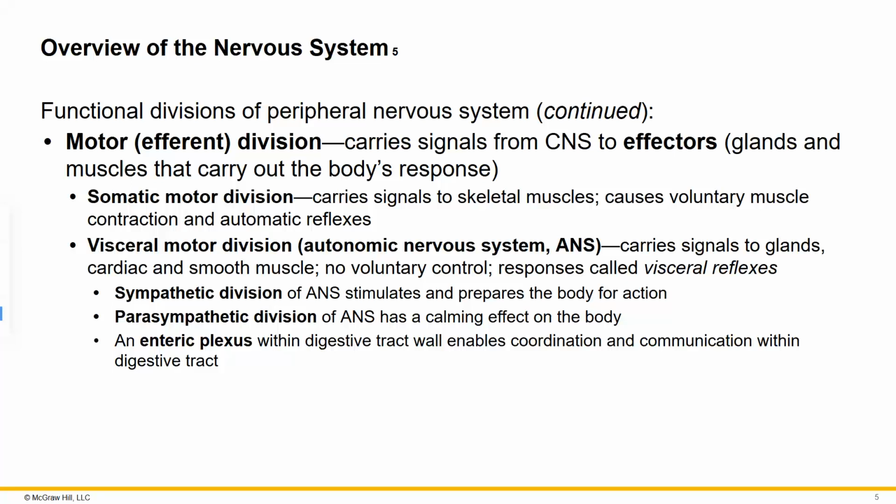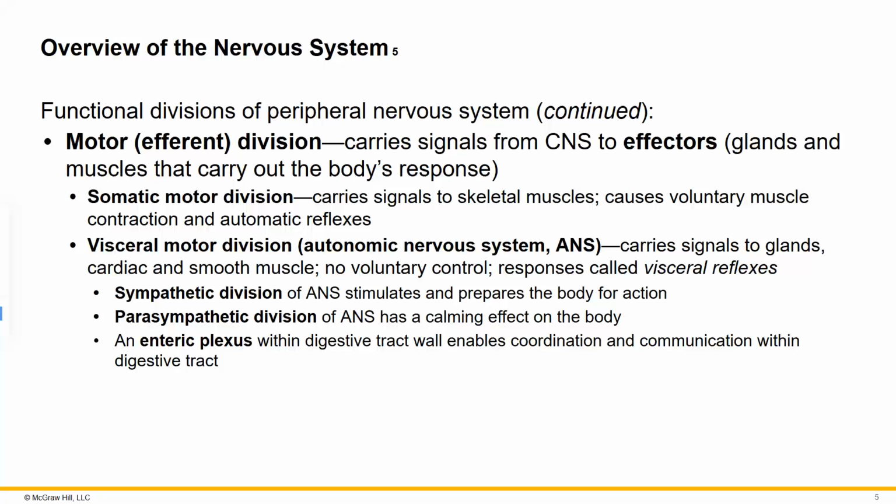In this division, we have the sympathetic and parasympathetic divisions. The sympathetic division of the autonomic nervous system stimulates and prepares the body for action. Sometimes we call that fight or flight. So the fight or flight system that's in place helps regulate and coordinate all of the actions that are going to help us either fight something or run away from something or have some major kind of burst of energy to be able to escape danger.